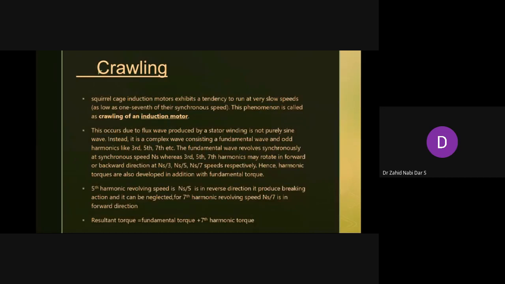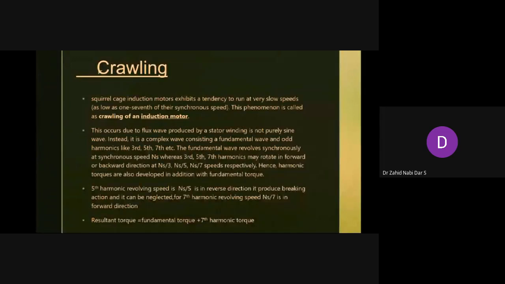A squirrel cage induction motor exhibits a tendency to run at very low speeds, as low as 1/7 of the synchronous speed. This phenomenon is known as crawling. Our motor has to run at a speed of Ns. If you take the frequency as 50 hertz and poles as 4, it will run at 1500. It does not run exactly at 1500, but near to 1500. But due to crawling, it will run at a speed of 1/7 of synchronous speed, which is known as crawling. We will see why we are taking 1/7, and why we are not taking the 3rd and 5th harmonics.